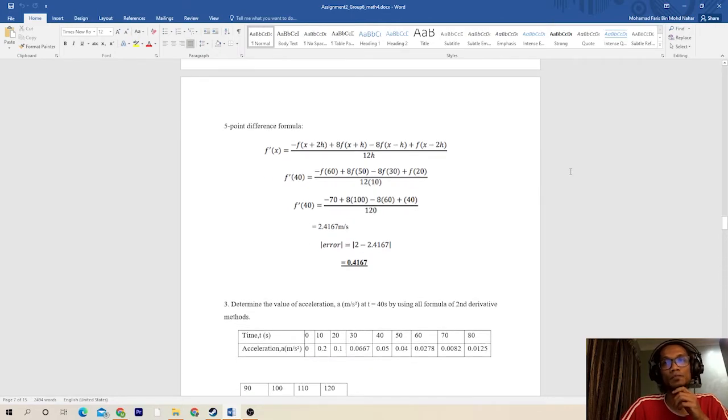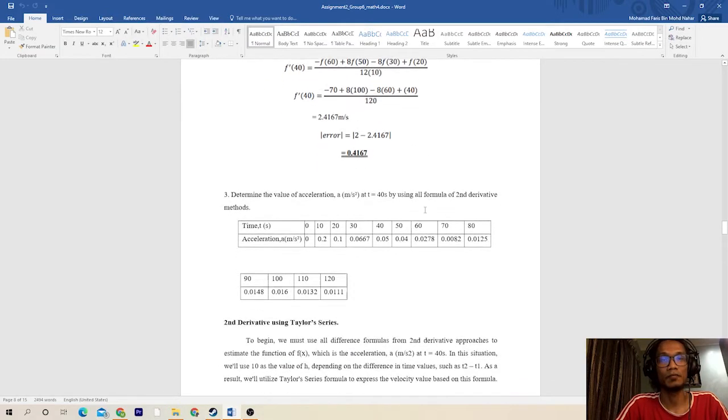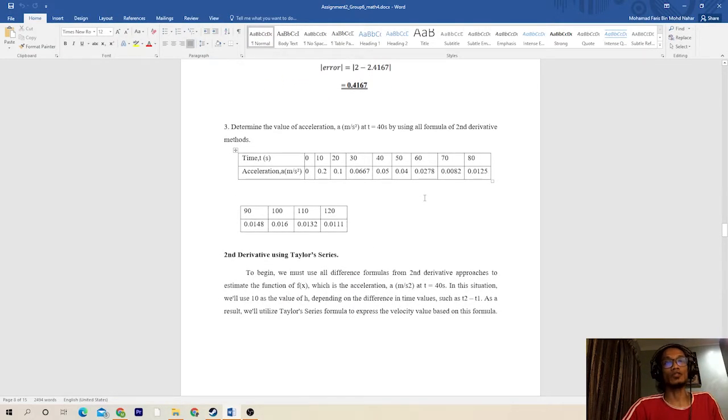At the 5-point difference formula, it is the same concept, just put back our h and f(x), but the formula is like this. And then we get 2.4167 meters per second, and our error is 0.4167. And then moving on to the second derivative.